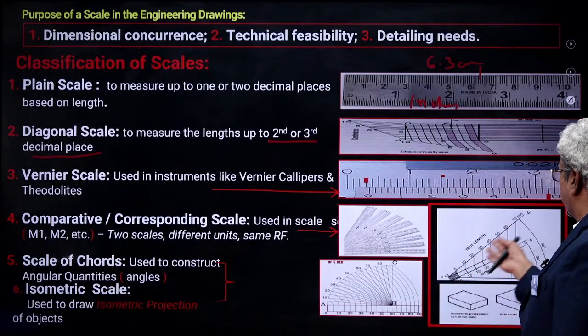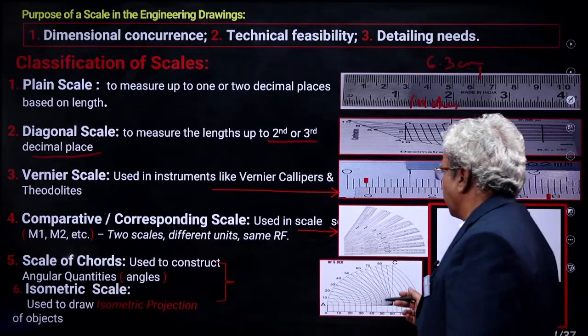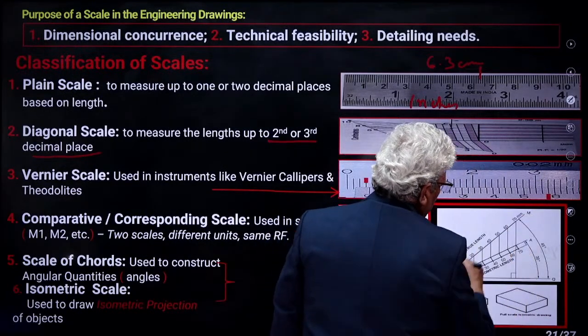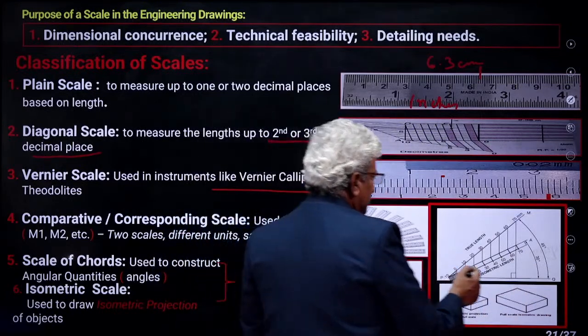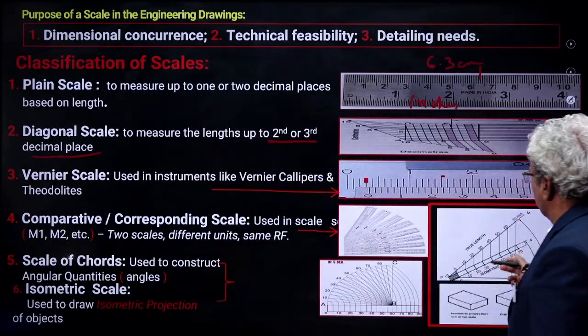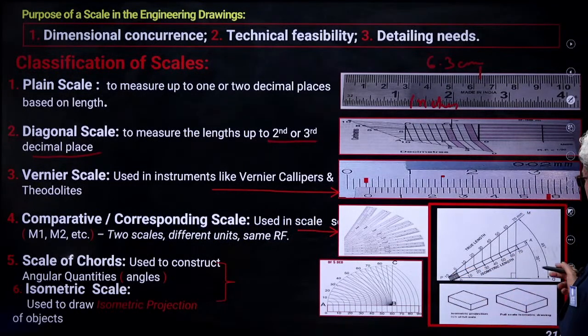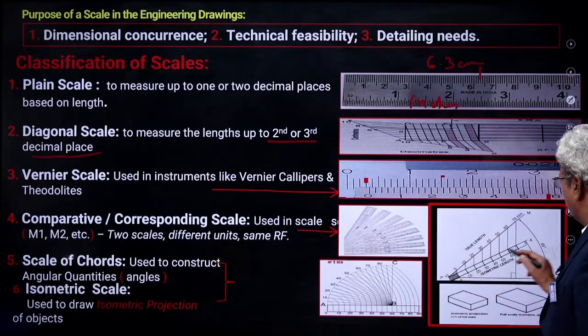It is obtained in a particular fashion by drawing. When we discuss in detail, we will go to that, how to construct an isometric scale. We just take a horizontal line, then draw a 45 degrees line and draw a 30 degrees line.